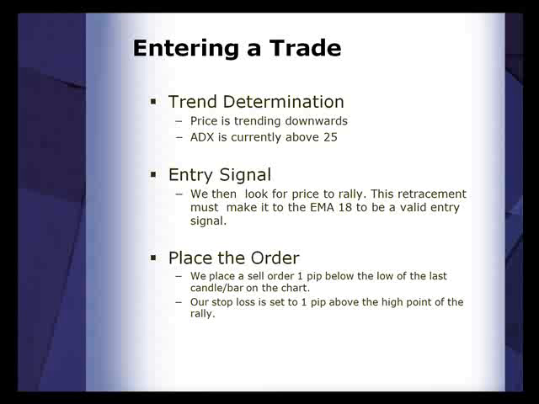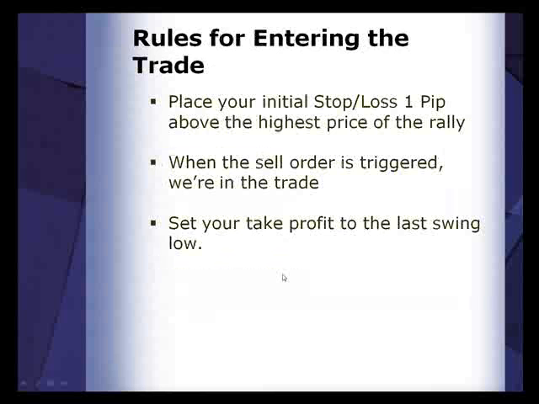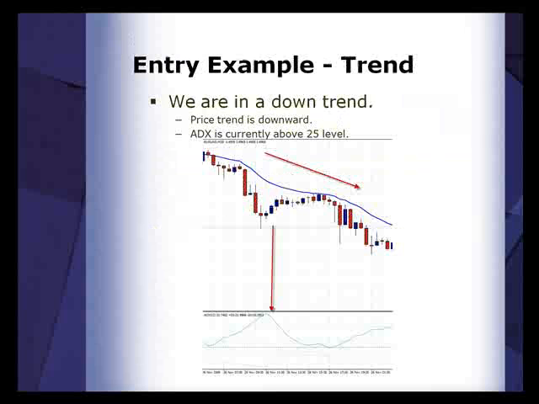Our order is placed with a sell order 1 pip below the low of the last candle or bar on the chart, and our stop loss is set to 1 pip above the high point of the rally. So once again, the rules for entering a trade: place your initial stop loss 1 pip above the high point of the rally. When the sell order is triggered, we're in the trade, and you set your take profit to the last swing low. So let's just look at this on some charts.